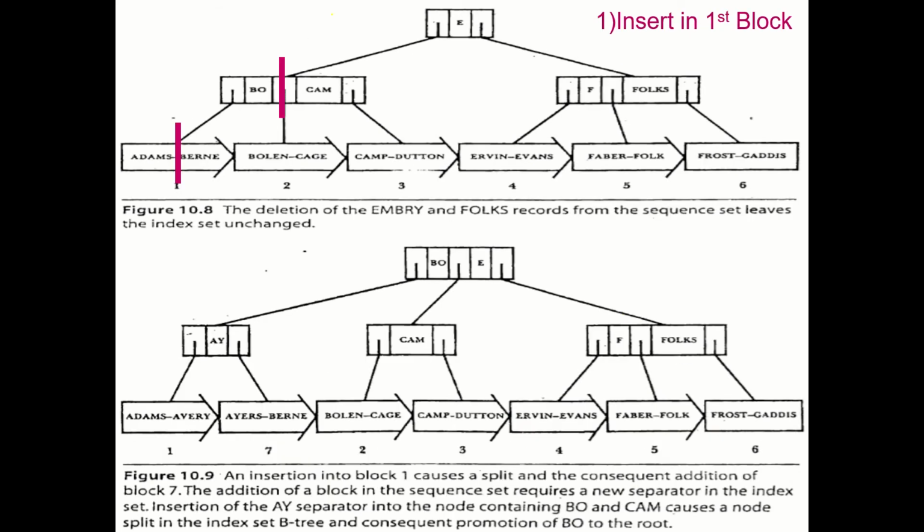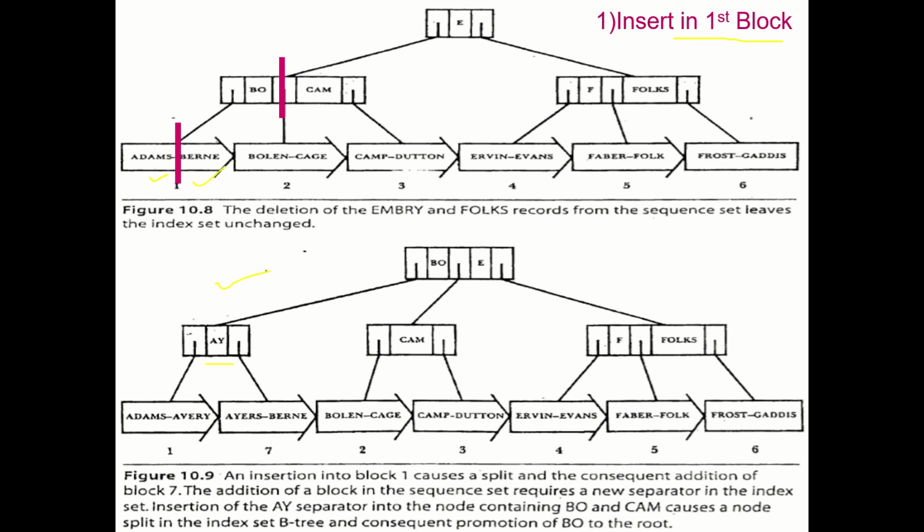Next we go for the insertion into the first block. We are going to consider the cases in which insertion causes splitting and deletion causes merging. This is a case where I'm going to insert into the first block, which can cause splitting. I'm inserting a record inside block 1, which ends up with splitting. Now I'm going to split this. What happens? I'm inserting a parent key called AY, which will have two children, block 1 and block 7, where block 7 is nothing but the second half of my previous block 1.